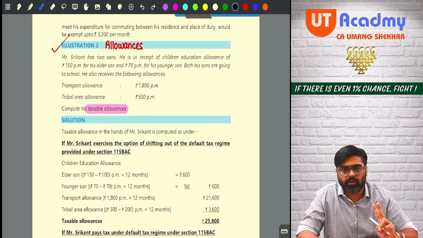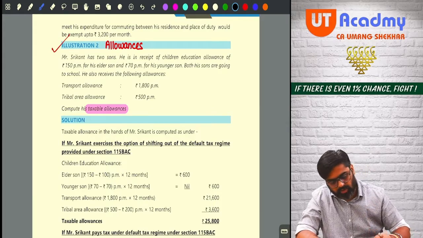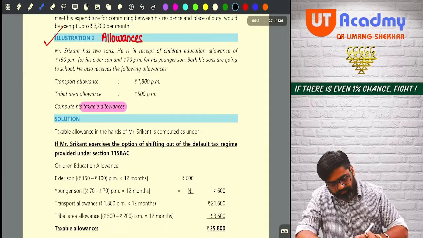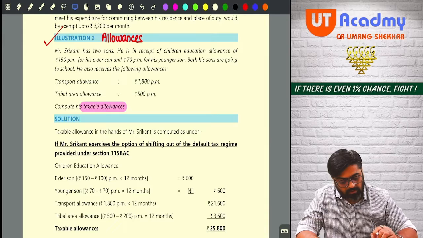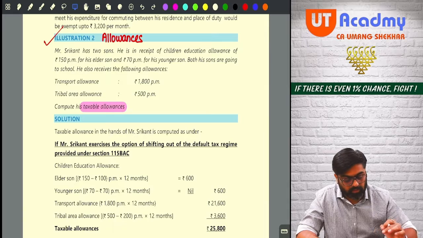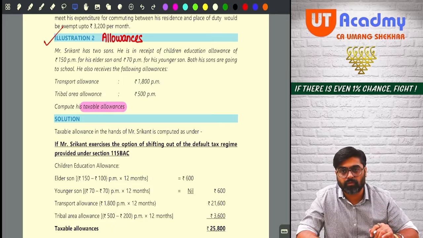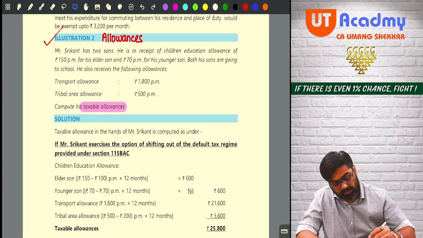Come to question number 2. Mr. Shrikant has 2 sons. He is in receipt of children education allowance of 150 per month for his elder son and 70 per month for his younger son. Both his sons are going to school. He also receives the following allowances: transport allowance 1800 per month, tribal area allowance 500 per month. Compute his taxable allowances. Now please pay attention.